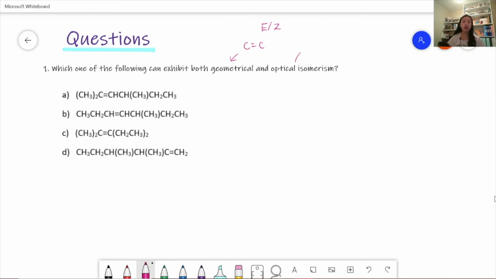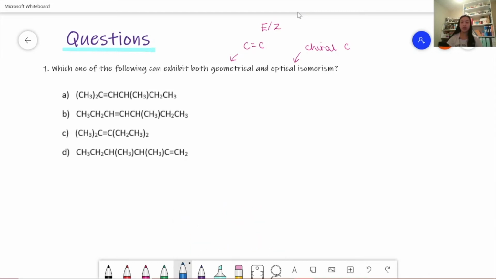And then we get optical isomerism when we have this chiral carbon. So this carbon with 4 different substituent groups attached to it. And so we can form 2 optical isomers. So we can form one, and then we mirror it. And so that is the second one. And so first let's draw out these molecules.